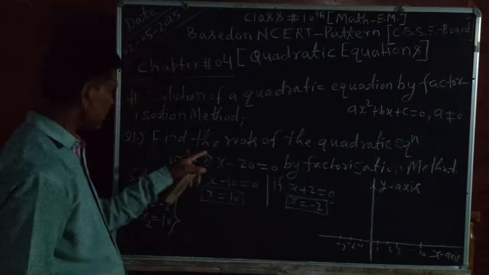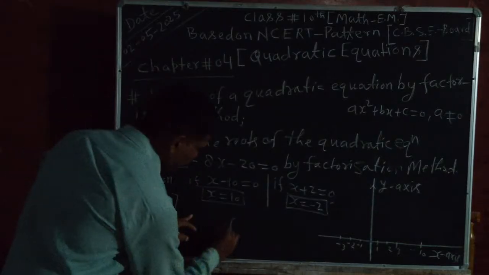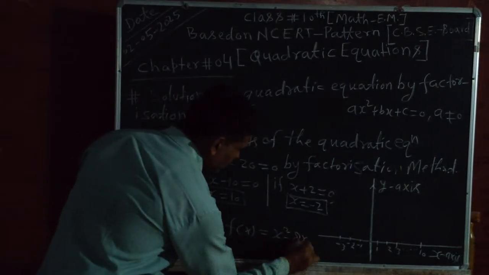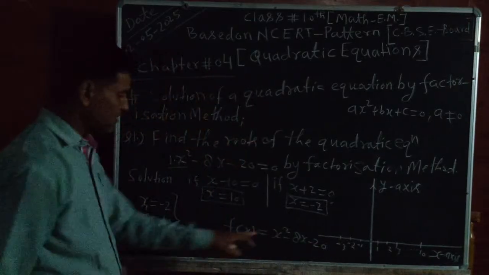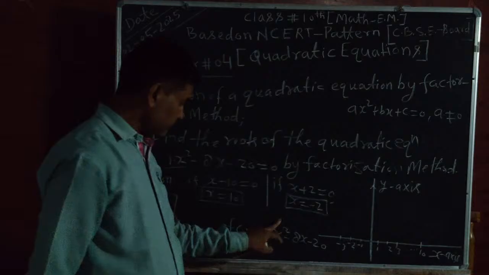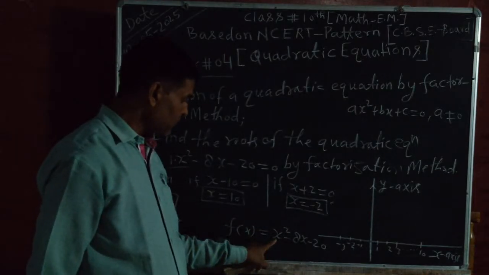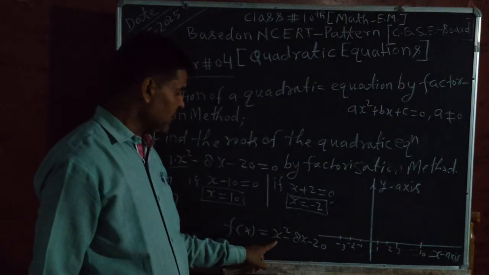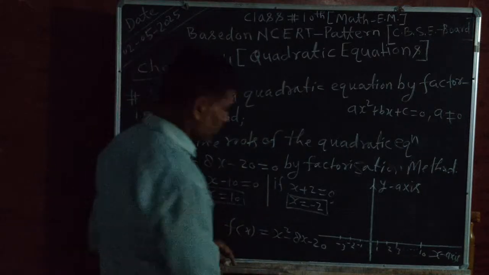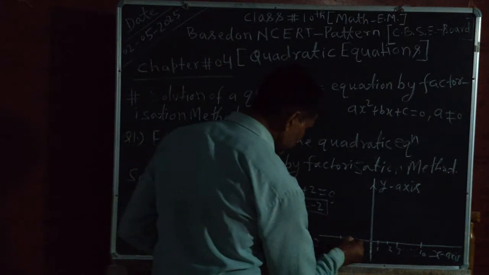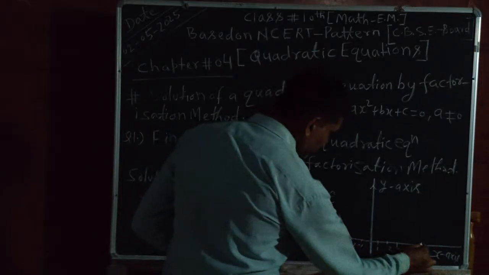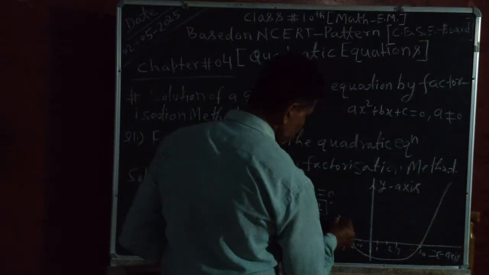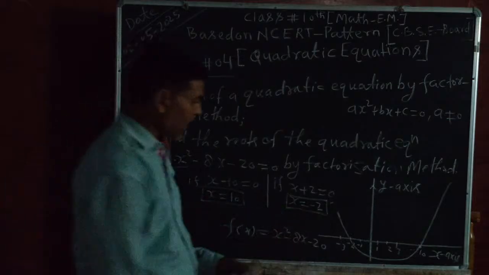Okay, student. So now this quadratic equation, I will say f(x), which is equal to x square minus 8x minus 20. Okay, student, because in this quadratic equation the value of x square is positive, and if the value of x square is positive, it means that the curve will open upward. So one curve will go like this, and the other curve will go like this. Okay, student. So according to this, I can say this will be the required quadratic curve.